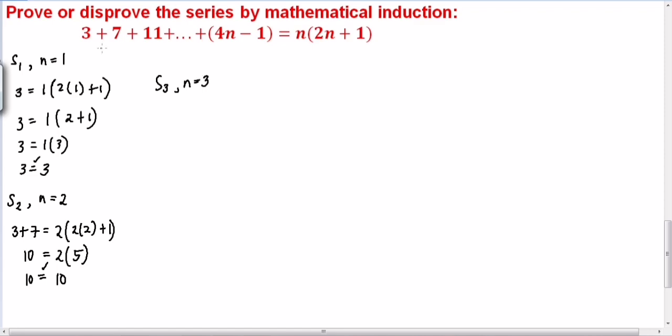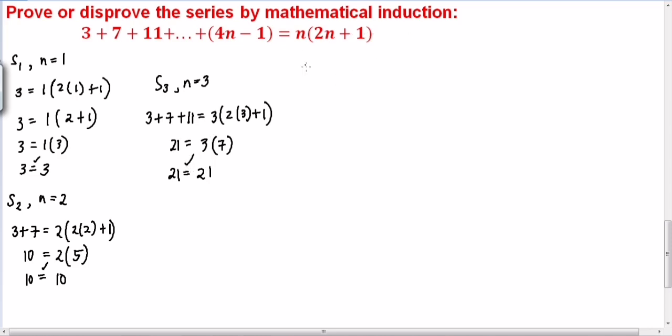And then s sub 3. So n is equal to 3. Pag sinabing s sub 3, sum nitong tatlo. So 3 plus 7 plus 11 should be equal daw to this one na nireplace yung n ng 3. So 3 times 2 times 3 plus 1. Ayan. Pinalitan lang natin yung n ng 3. Okay? So 3 plus 7 is 10. 10 plus 11 is 21. Equals 3 times, unahin yung nasa loob, yung mas malaking parenthesis. So 2 times 3 is 6, and then 6 plus 1 is 7. So 3 times 7 is 21.